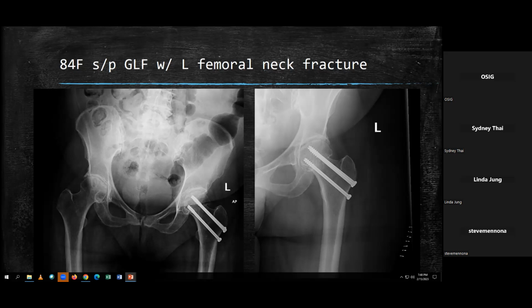Would operative management change if the person came with a delayed presentation? For example, I've heard of cases where people don't get sent out for a couple of weeks and they just kind of ignore it, whether it's for insurance reasons or they don't have access to care. So would you still go through with just putting screws in, or would you consider doing something like a total joint replacement at that point?